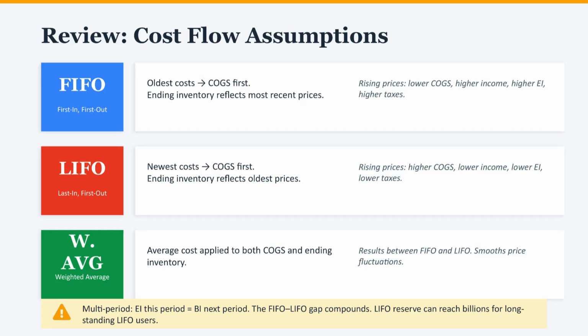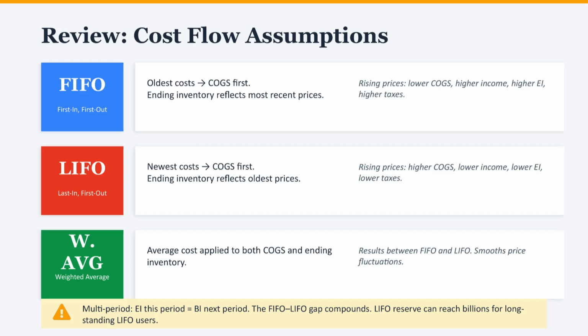LIFO, last in, first out. The newest costs are assigned to COGS first. Ending inventory reflects the oldest, and often lowest, purchase prices. In a period of rising prices, LIFO produces the highest COGS, the lowest net income, and therefore the lowest tax bill. This is the primary reason companies adopt LIFO, tax savings. However, the balance sheet inventory figure can become severely outdated, sometimes reflecting prices from decades ago.